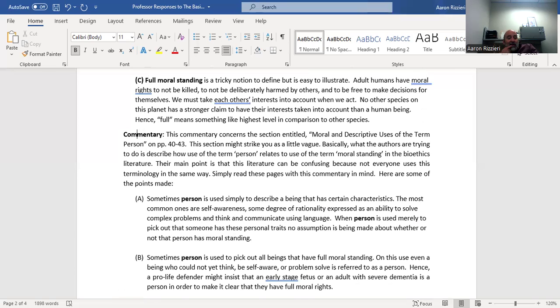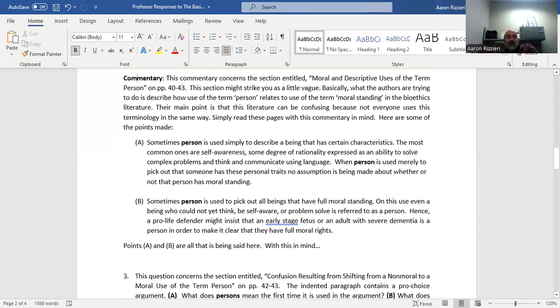Basically, what the authors are trying to do is describe how the use of the term person relates to the use of the term moral standing in the bioethics literature. Their main point is that this literature can be confusing because not everyone uses this terminology in the same way. So I asked you to simply read these passages with this commentary in mind. Here is a recap of this section on pages 40 to 43.